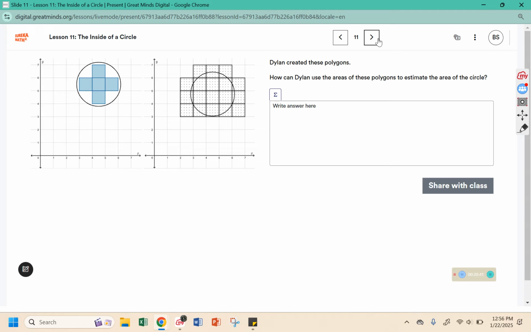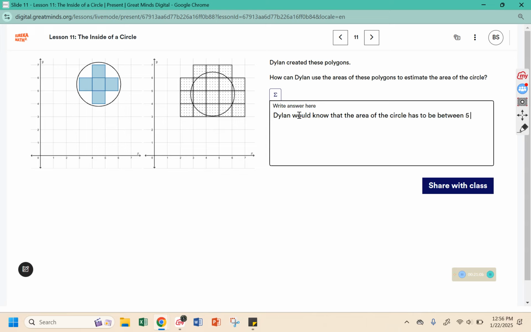Dylan created these polygons. How can Dylan use the areas of these polygons to estimate the area of the circle? Well, in this one, I see 1, 2, 3, 4, 5 shaded squares. And this one has 1, 2, 3, 4, 5, 6, 7, 8, 9, 10, 11, 12, 13, 14, 15, 16, 17, 18. So Dylan should know that it has to be between 5 and 18.